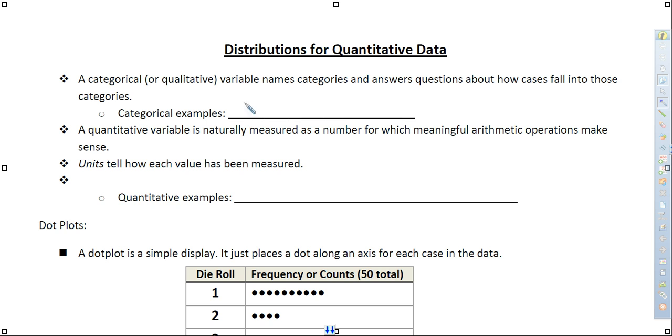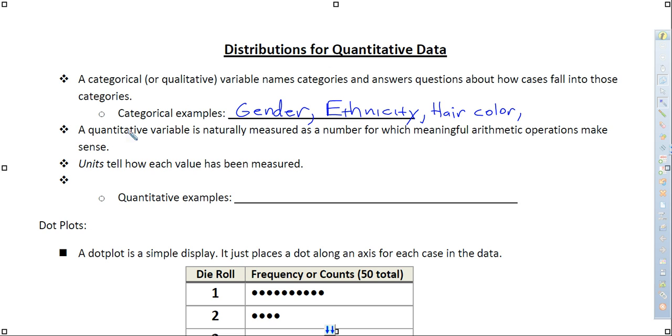One example might be gender. Another might be ethnicity. So those would be categorizing people into genders or ethnicity. What else could we do? We could do hair color, eye color, any of those as just examples.